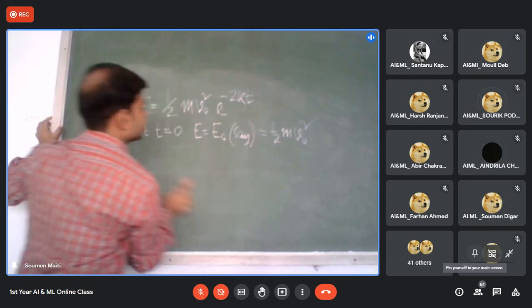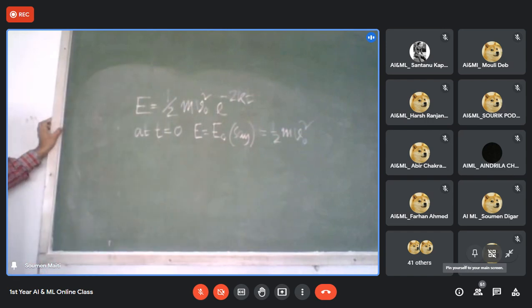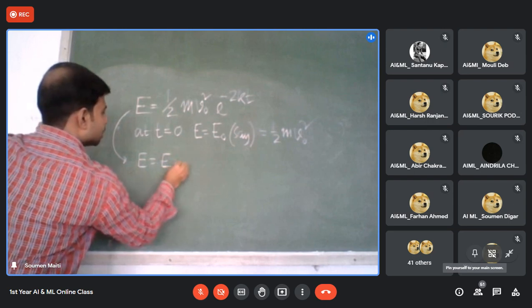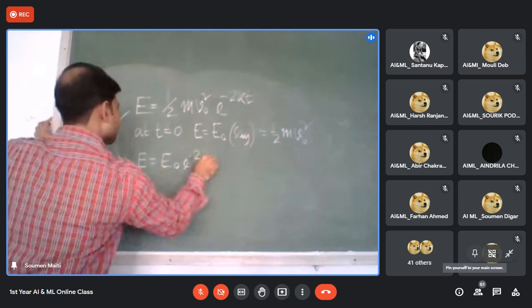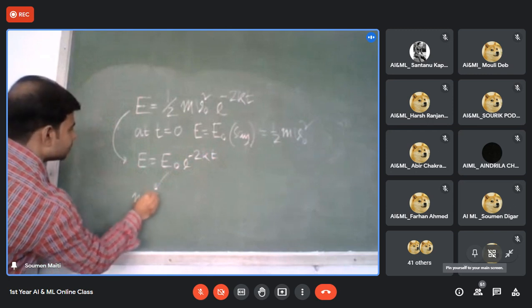So can I write this step as E equal to E naught e to the power minus 2kt, where E naught is nothing but the initial energy?